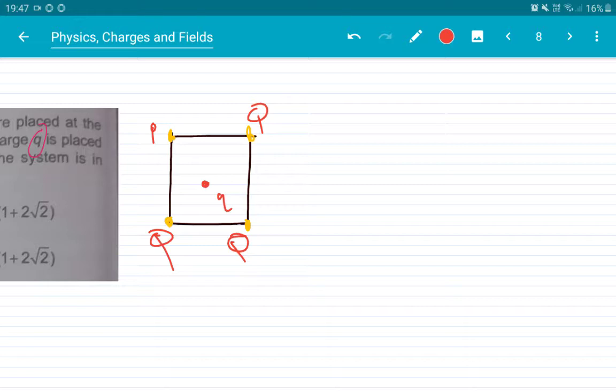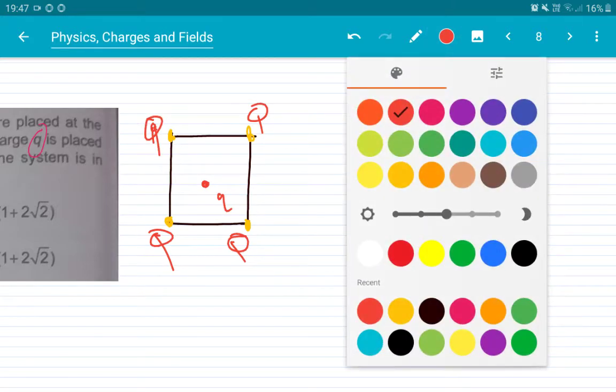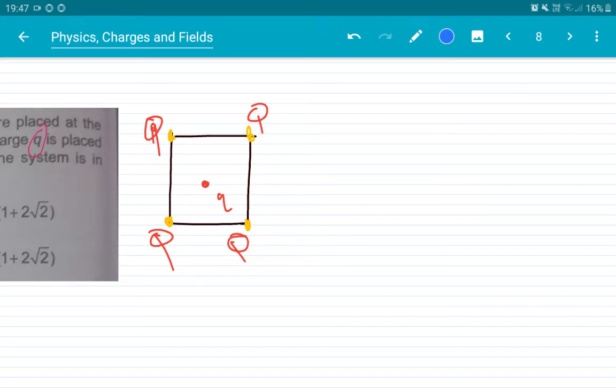Let's see. I'll better mark the charges as numbers. This is 1, this is 2, this is 3, 4. So the net force exerted by all the four charges, first we need to find, right? Then let's do it.